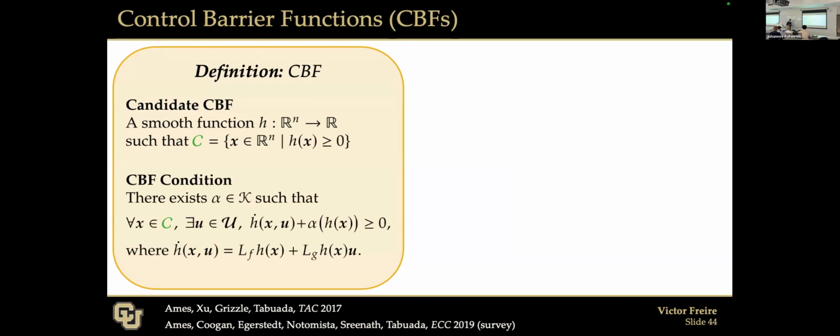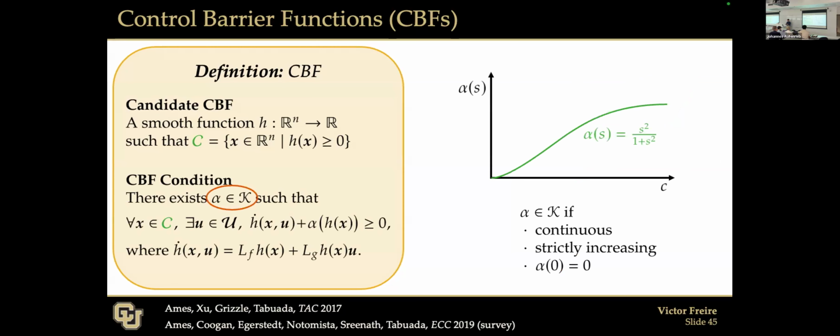The second part is the CBF condition, and it's that subtangentiality condition, but now extended to the entire set. So let's go slowly through that. The first part says there exists a class K function, alpha. What is a class K function? A class K function is a type of comparison function that is continuous, strictly increasing, and 0 at the origin.